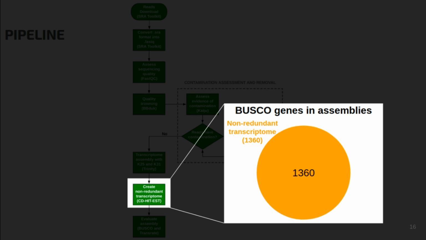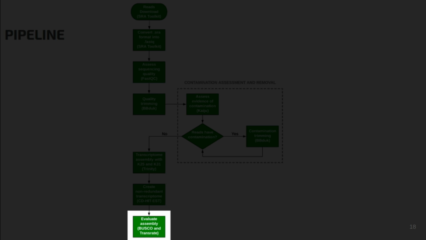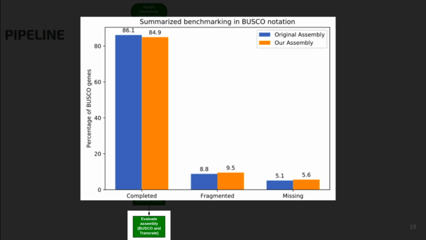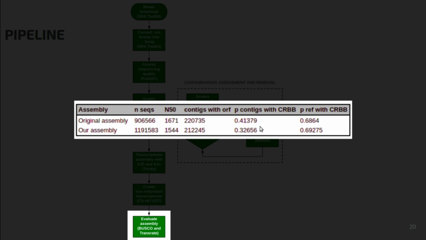After the step to create a non-redundant transcriptome with CD-HIT-EST, we can go to the step to evaluate our assembly. To evaluate our assembly, we are using two software. We are using BUSCO to check the completeness of our transcriptome assembly, and we are also using TransRate to check some metrics of the assembly. And here you can see the results generated by BUSCO. As you can see here, the complete, the fragmented, and the missing BUSCO genes found in both assemblies are similar, and the same happens in the TransRate results.